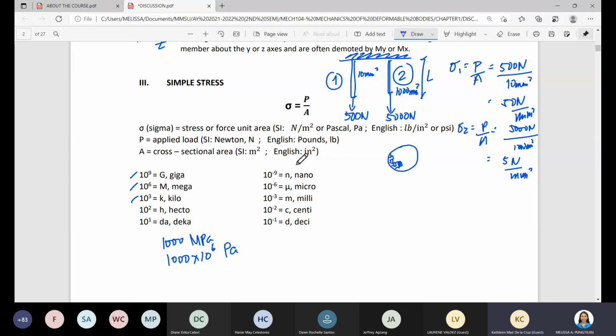Okay? So, Pascal is Newton per square meter. And yung megapascal natin, since ito yung pinaka-common naman na ginagamit natin, it is equal to Newton per square millimeter. Okay? Megapascal is Newton per square millimeter and Pascal is Newton per square meter. Okay?